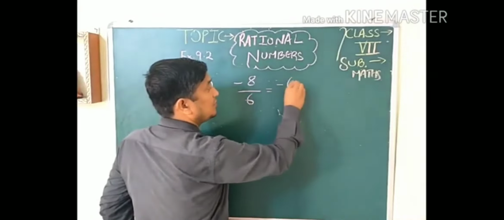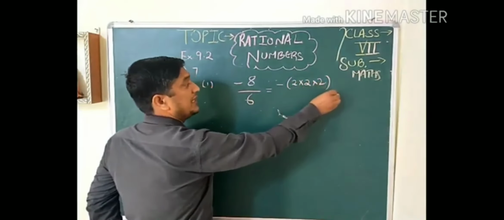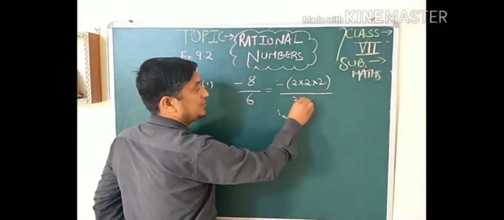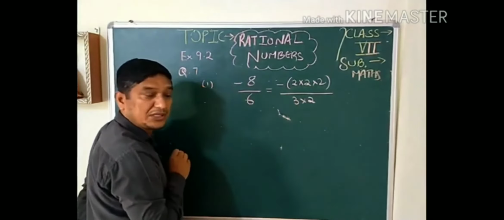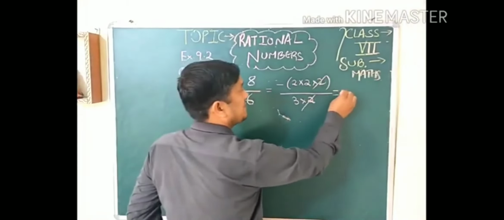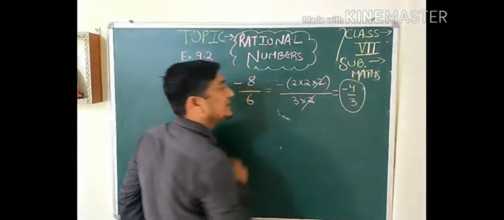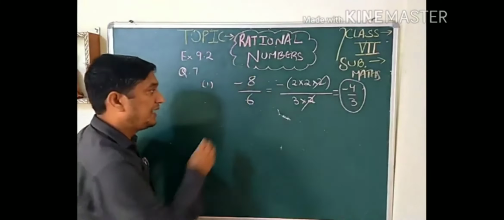First I am doing it by prime factorization. Minus 2 into 2 into 2, 2 fours are 8, and this 6 is 3 into 2, 3 twos are 6. This 2 and this 2 cancel out. It becomes minus 4 by 3. Minus 4 by 3.